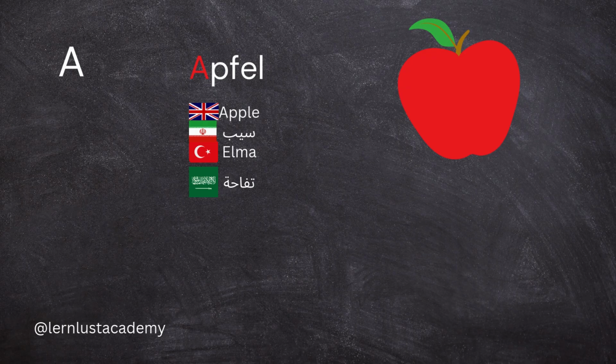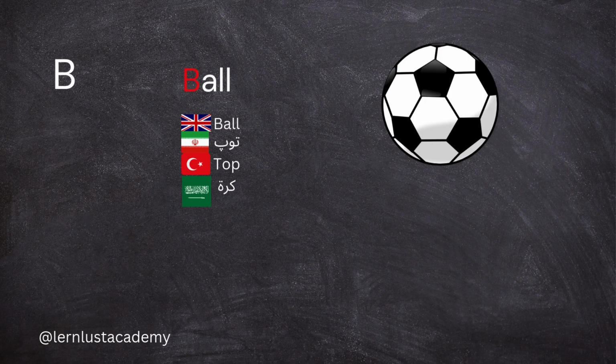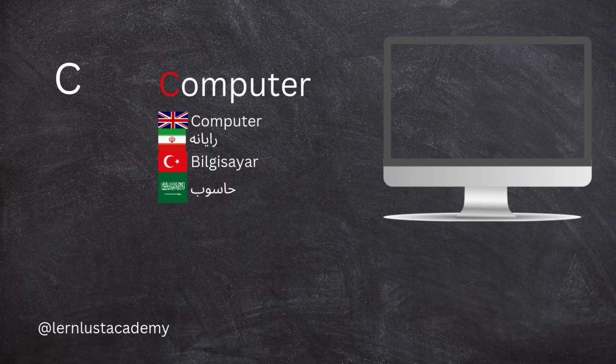The first letter is A. Repeat after me. A, like in Apfel. The second letter is B. Repeat after me. B, like in Ball. The third letter is C. Repeat after me. C, like in Computer.